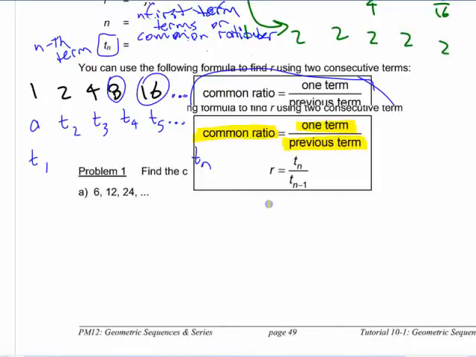If you want to use symbols, it looks a lot more complicated, but it still means the same thing. If you want the common ratio, you take the nth term, and then you can really sound like a mathematician if you say the n minus 1th term, t n minus 1, like that.